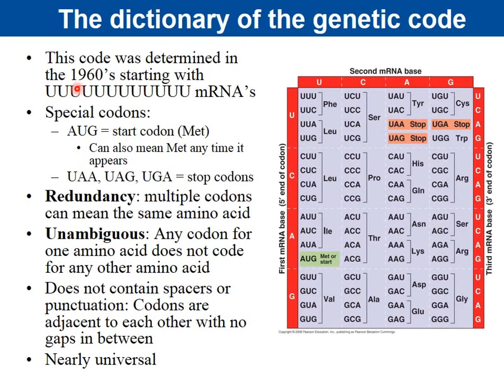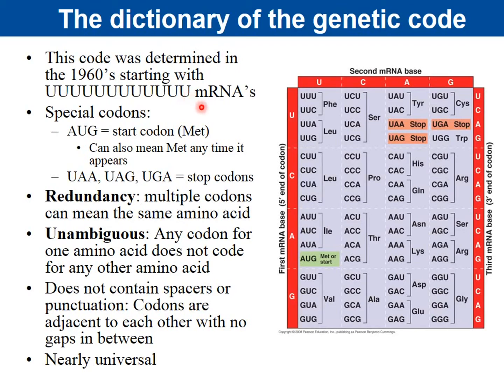The genetic code was determined in the 1960s, and a group of scientists started out using a translation machinery in a test tube. They mixed a UUUU, this long poly-U sequence, this UUU mRNA, and they mixed it with all the components for translation. So they gave it the ribosome, and they gave it amino acids.